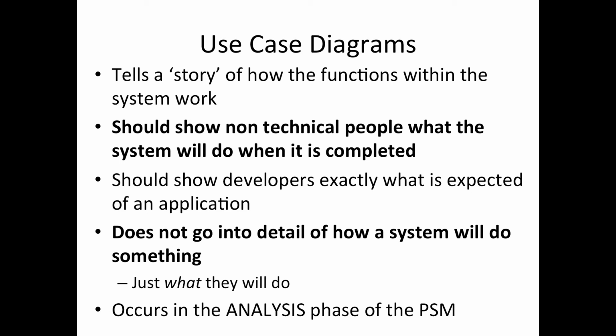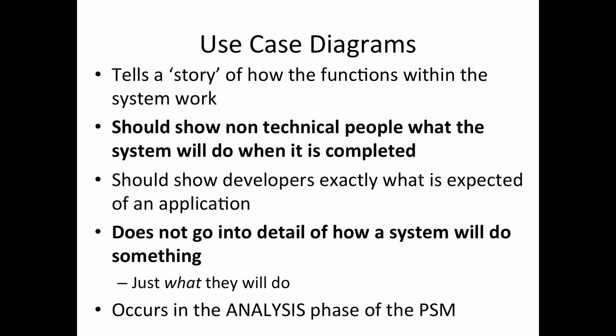Now what does a use case diagram do? Miss Dennis says it tells a story of how the functions within a system work. So the story is what is actually going on. Now I've highlighted in bold here, should show non-technical people what the system should do when it is completed. So this is a really crucial point. So it shows people who aren't software developers what's going on. Should show developers exactly what is expected, so it's handy for them as well. Now another crucial point is, does not go into detail of how a system will do something. So just what that will do, not how it will do it.